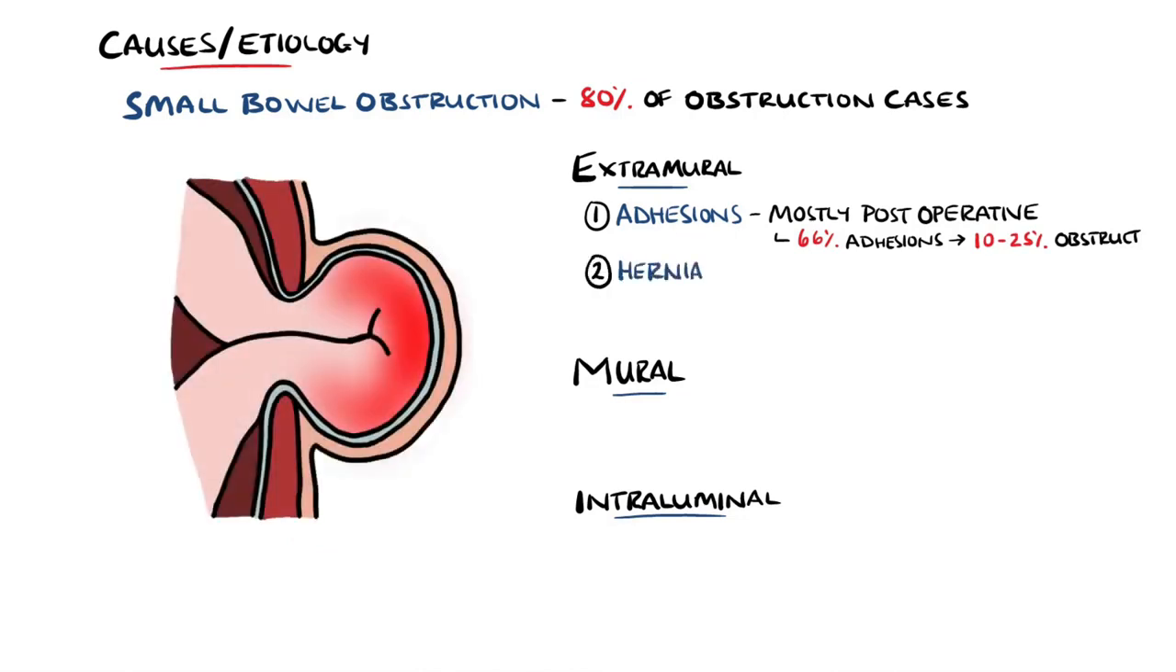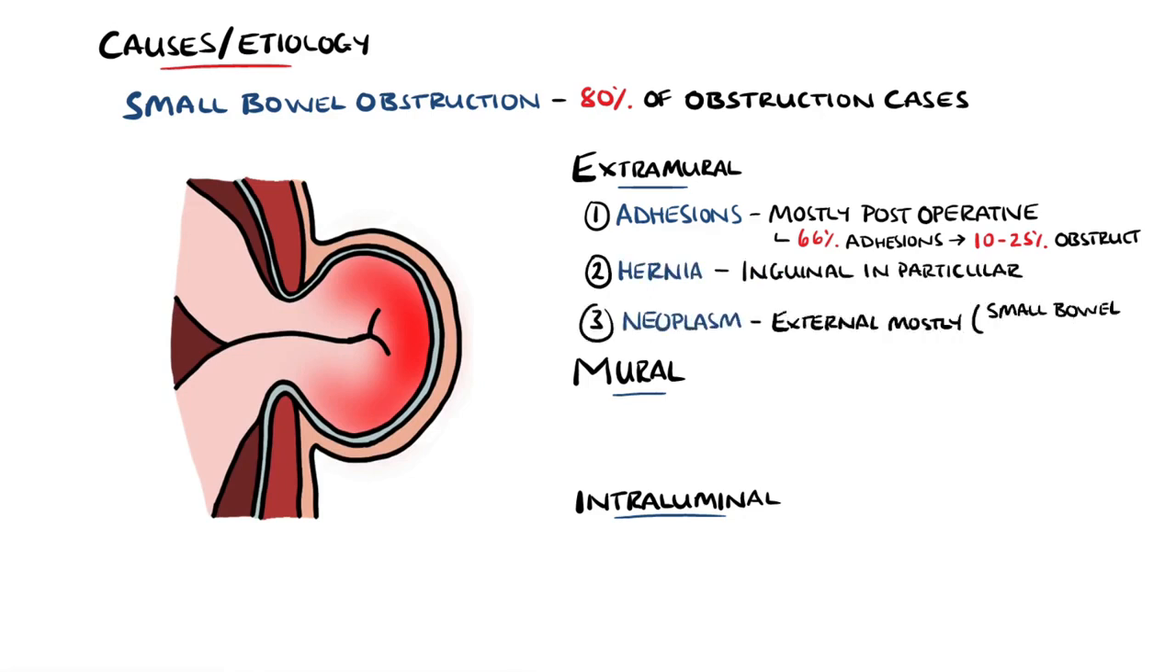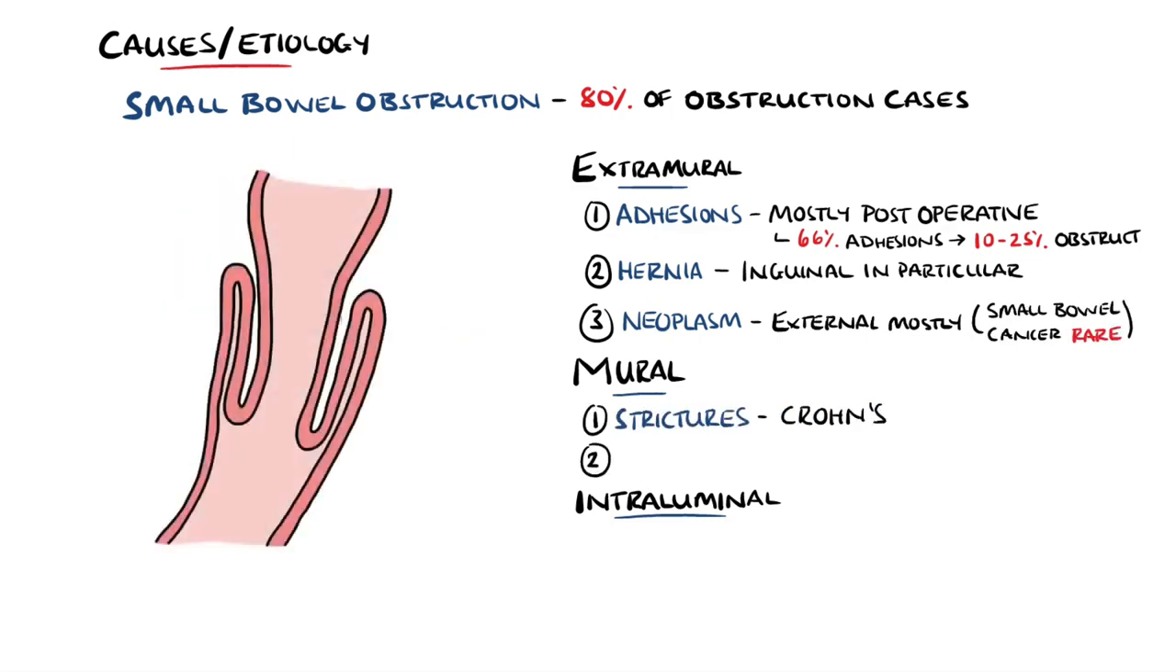Hernias are another common cause, in particular inguinal hernias. Neoplasm can also cause small bowel obstruction, but this is typically due to external compression rather than a cancer of the small bowel itself. Mural causes include inflammatory strictures, such as in Crohn's disease, and we may also see intussusception, which is where part of the bowel passes into a contiguous piece like a telescope. Another is Meckel's diverticulum, and these two are more common in children.